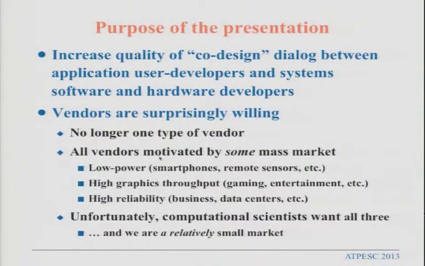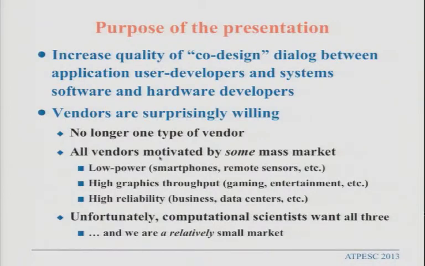Of course, there's no longer one type of vendor. It's already been alluded to. There's the vendors focusing on low power, that doesn't necessarily have to be reliable all the time: smartphones, remote sensors. There's the high throughput vendors, and then there's the high reliability vendors for business and data centers. And scientists need all three, of course, but we don't deserve to ask for all three because we're a relatively small market. So we have to use these three specialized types of available commodity things to build a scientific supercomputer out of them somehow.